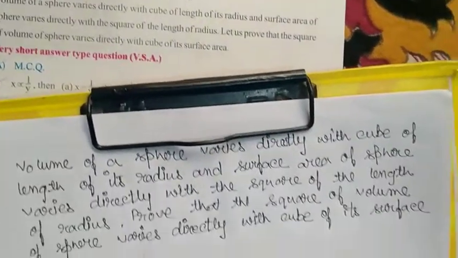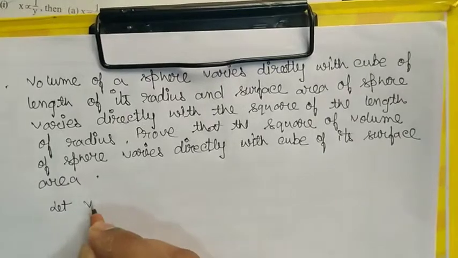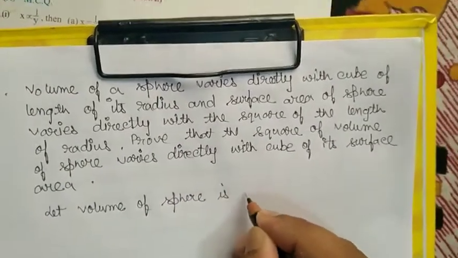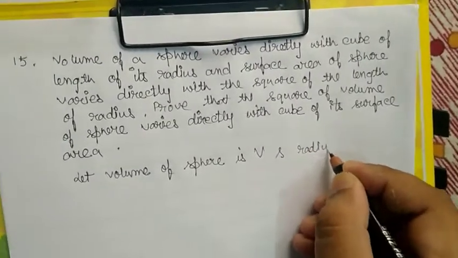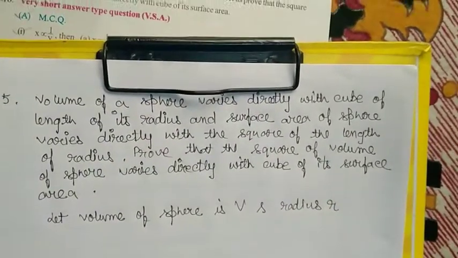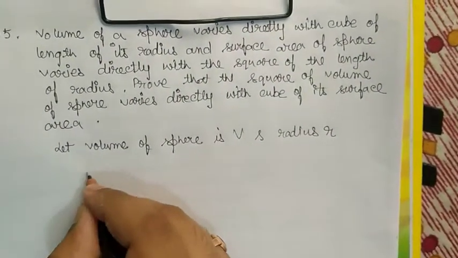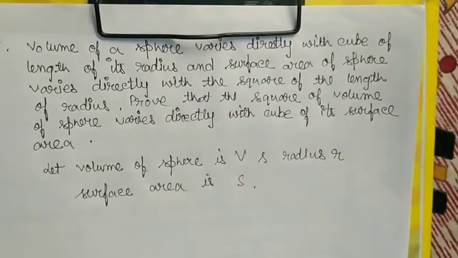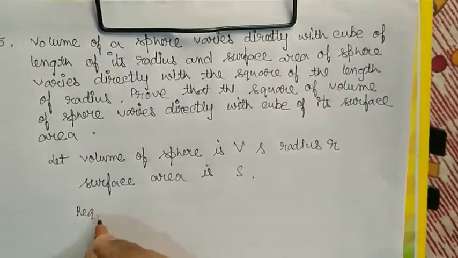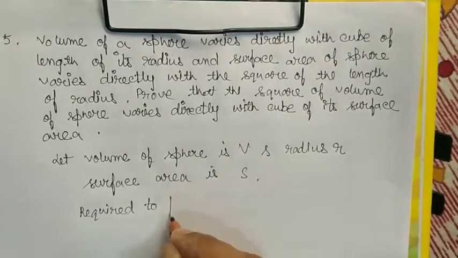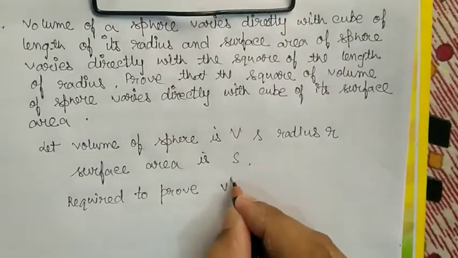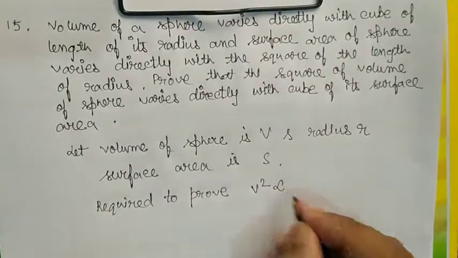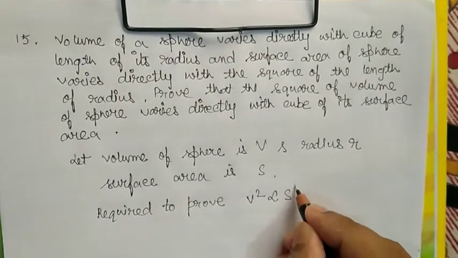Now here first let the volume of sphere be V and radius be small r, and let us assume that surface area is S. So we have to prove, required to prove, that the square of the volume, V square, varies directly, meaning direct proportion, with the cube of its surface area, S cube.